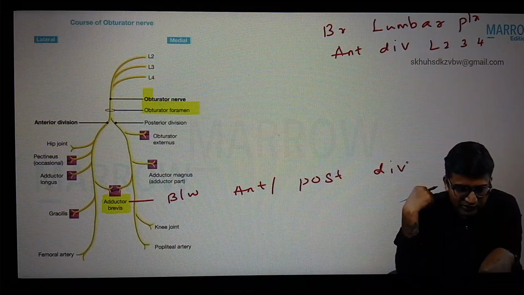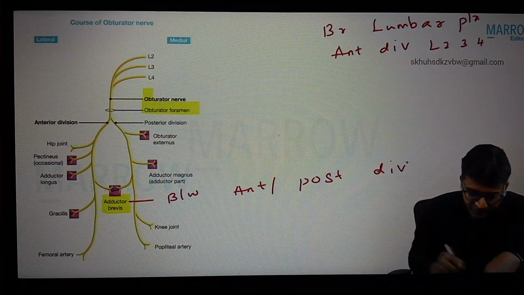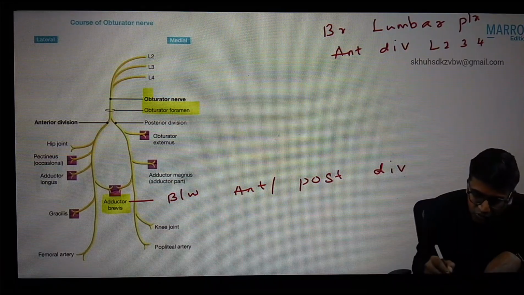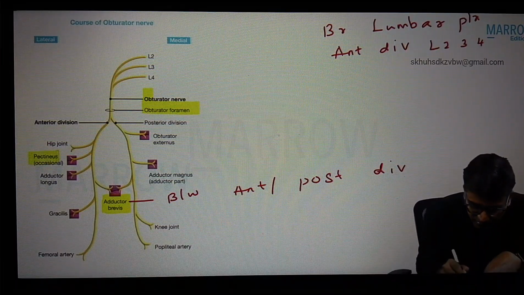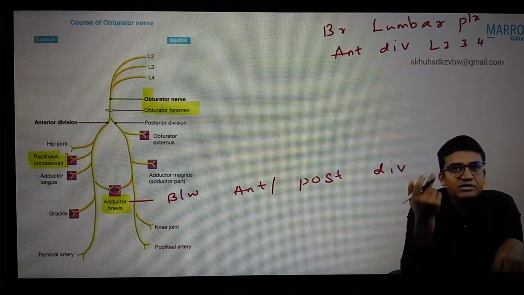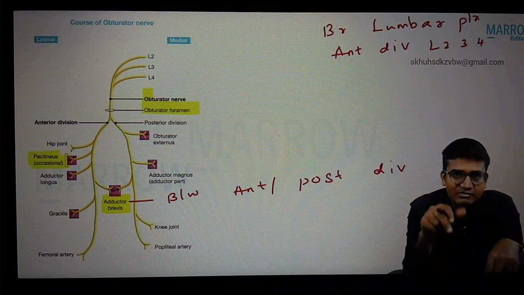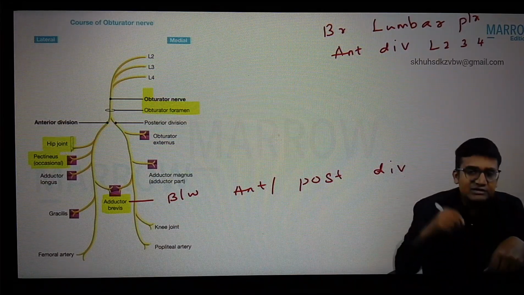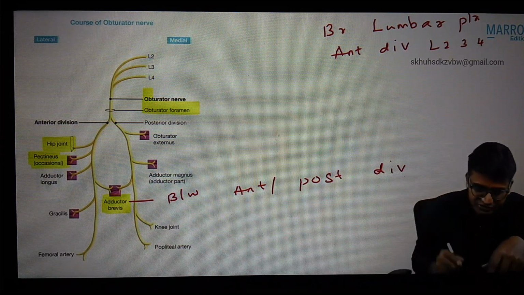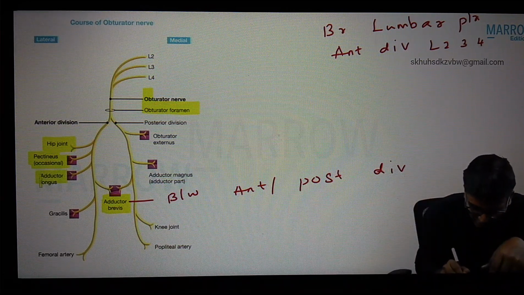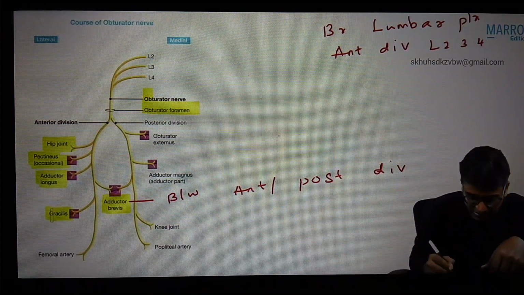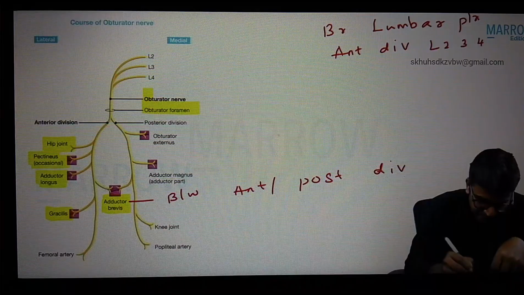Right. Now, what are the branches from the anterior division? It gives a branch to pectineus muscle. Pectineus muscle is also supplied by the femoral nerve. Pectineus muscle is a hybrid muscle. Two nerves supply it, the femoral nerve and the obturator nerve. The obturator nerve also gives a branch to the hip joint. Okay. Now, from the anterior division, we have branches to adductor longus muscle, gracilis muscle, and it also gives a branch to the adductor brevis muscle.